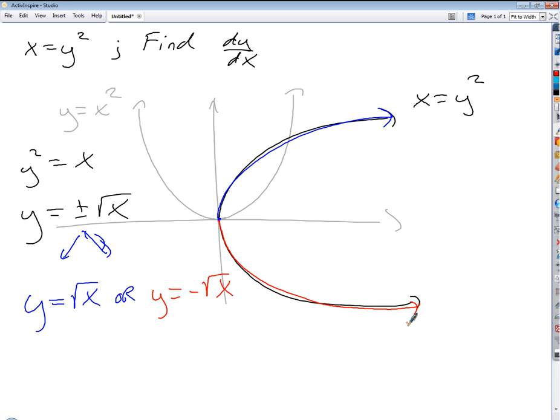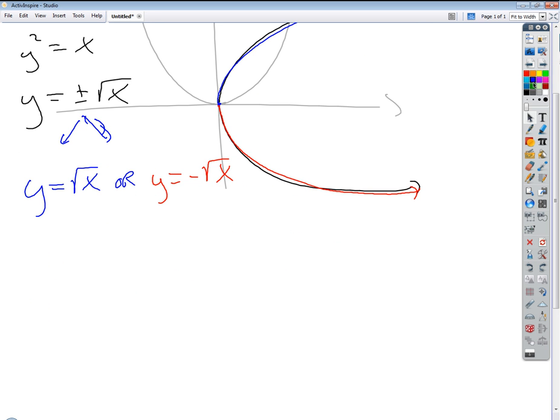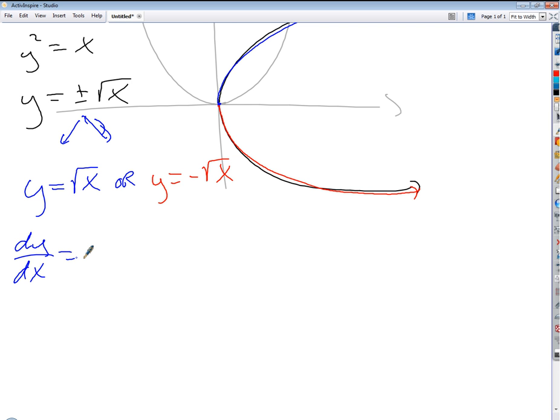Right? So all I really have to do if I want to calculate dy dx then is just differentiate each of these separately, right? So if we take the blue one, that's just an x to what power? 1/2. Okay, so then dy dx equals what?